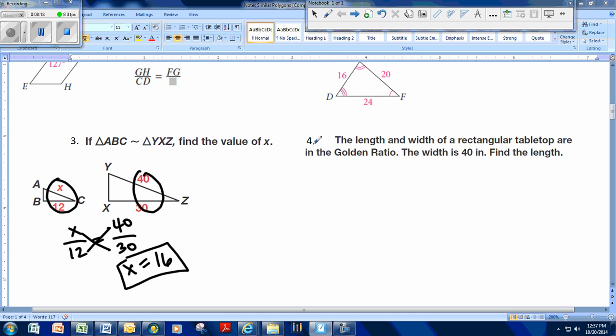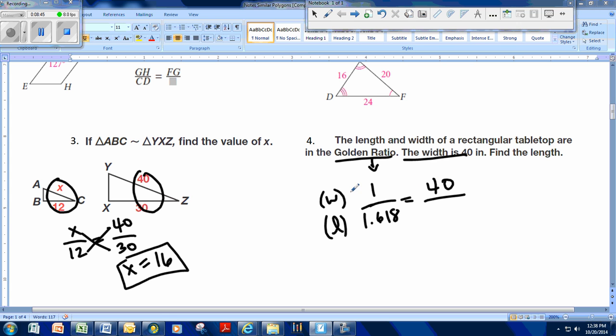Okay, finally, number 4 says the length and width of a rectangular tabletop are in the golden ratio. So in order to solve this, I'm going to have to set up a proportion. The golden ratio I'm going to put on the left side, so it's 1 over 1.618. Again, 1 represents the width or the shorter side, and 1.618 represents the length or the longer side. It tells me the width of this tabletop is 40, so I know that's going to go on top across from 1, and I'm looking for the length. So all I'm going to do is cross multiply here, and I should be able to get my answer.